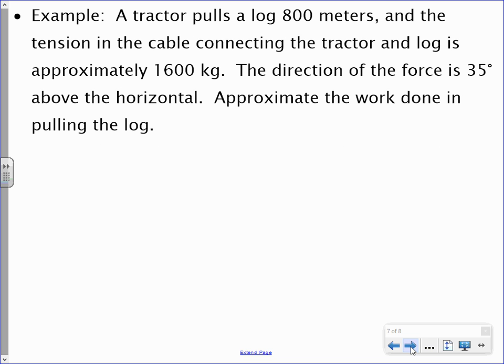Okay? So here's our example. And this is actually number 72 from your book. So if you just want to write number 72 and not have to write down all of the words, that may help you. But what we have is a tractor pulling a log 800 meters. And the tension in the cable connecting the tractor and log is 1,600 kilograms. The cable is at a 35-degree angle. So this is what's happening.